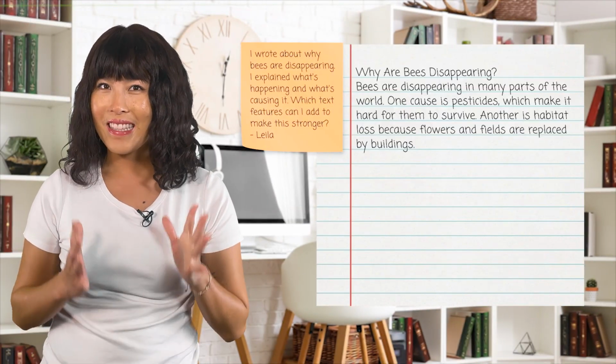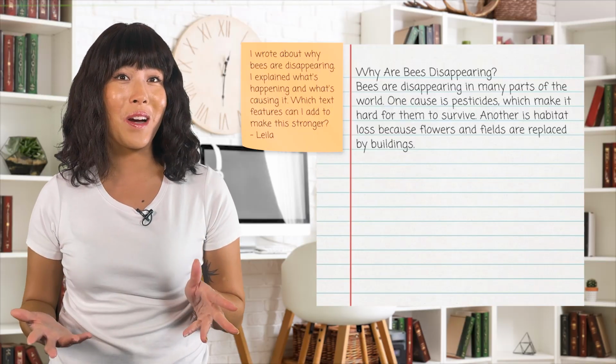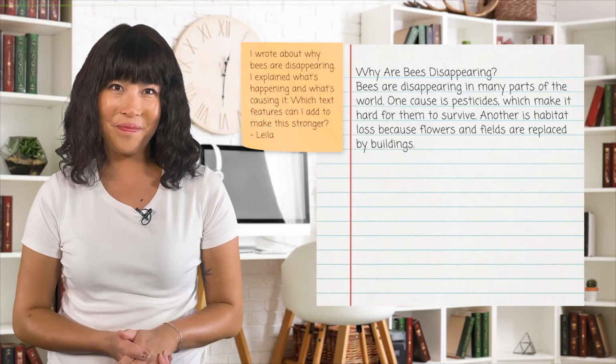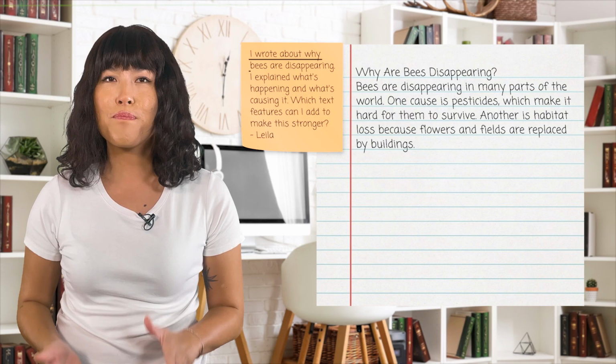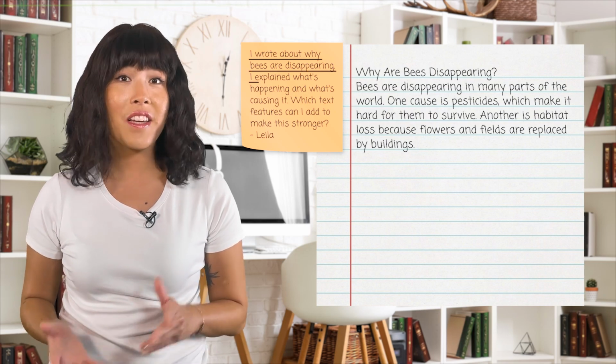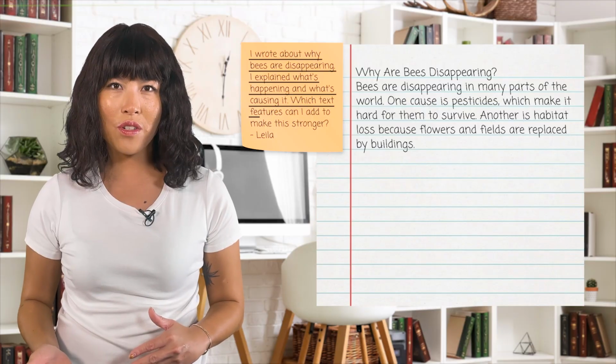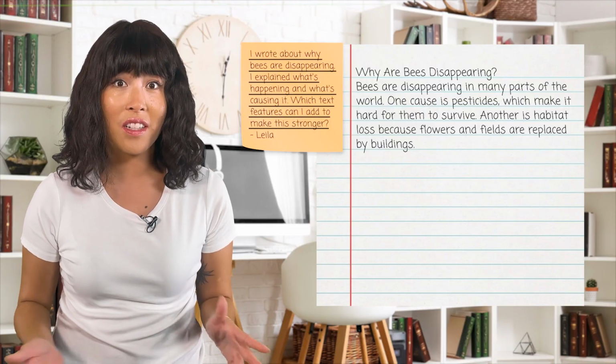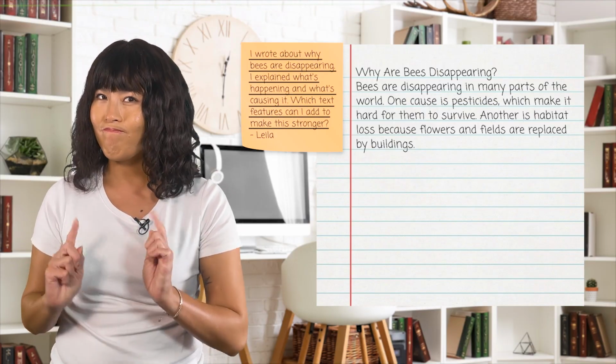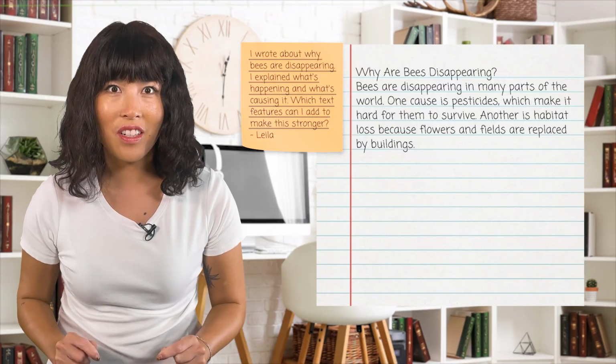Okay, let's move on to our next question from Layla. I wrote about why bees are disappearing. I explained what's happening and what's causing it. Which text features can I add to make this stronger? Another big hint about structure.